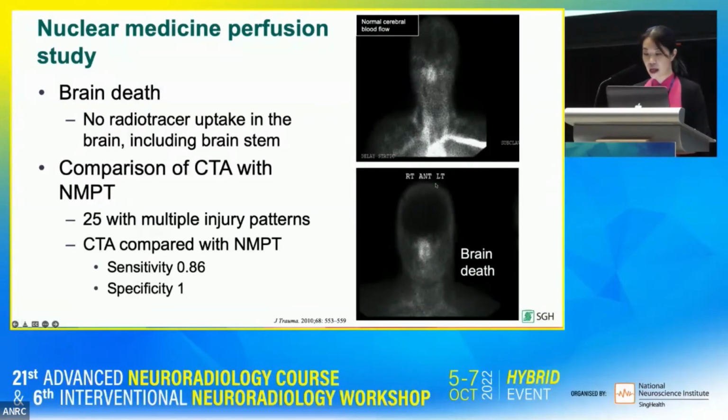So on this planar image, you can see that in the early phase, you see the tracer flow injected, and then the bottom one is the brain death study. The top one is where you see normal cerebral blood flow as the tracer is injected, you see tracer going up the cerebral arteries, the carotids, and going into the brain. Whereas in the brain death case, you can see scalp uptake, but intracranially, there's a void. And this is in keeping with brain death.